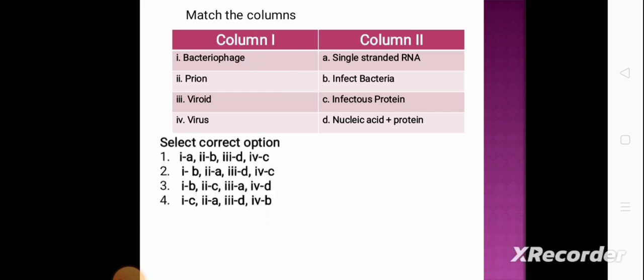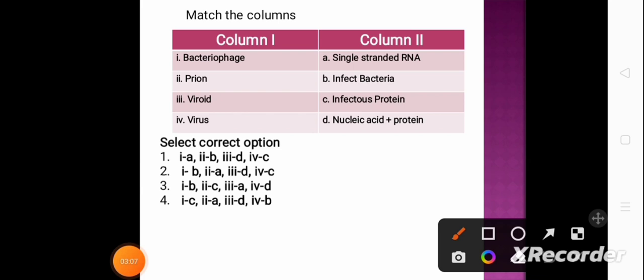Here four options are mentioned and you have to choose the correct option. As we mentioned, bacteriophage infects bacteria, so 1 is B. In option 2 and option 3, 1 is B. So from these two, one will be correct. Let's see the next one, prion. Prion is an infectious protein, that is, 2 is C. In option 3, 1 is B and 2 is C.